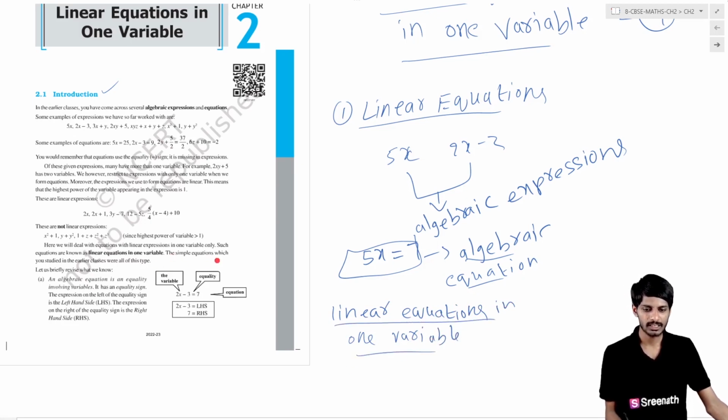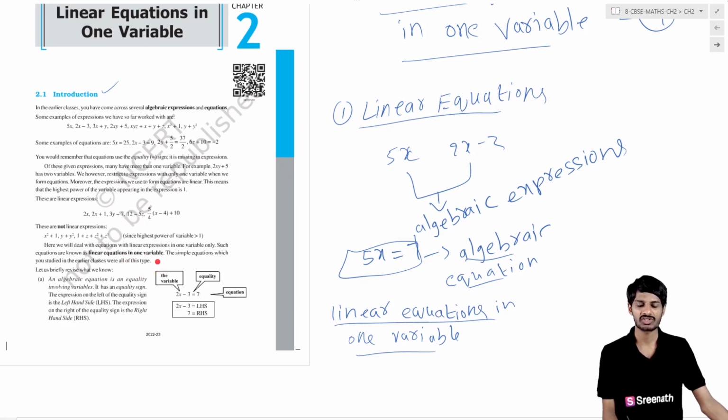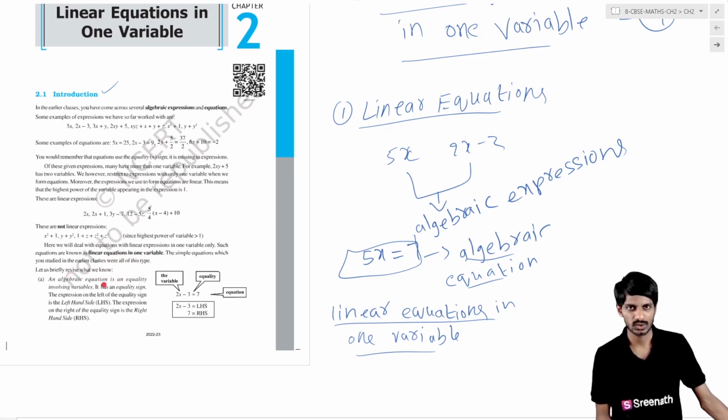Okay, so these simple equations which you studied in the earlier classes were all of this type. Basically, simple equations and linear equations in one variable are the same. So let us briefly revise what you know. What we have studied in our previous classes, we are going to revise. What are linear equations in one variable, or what are simple equations?